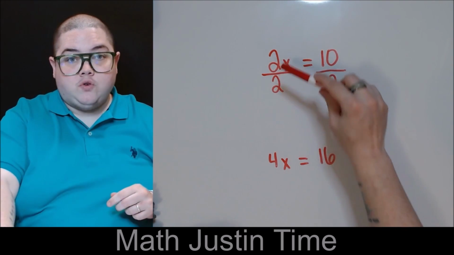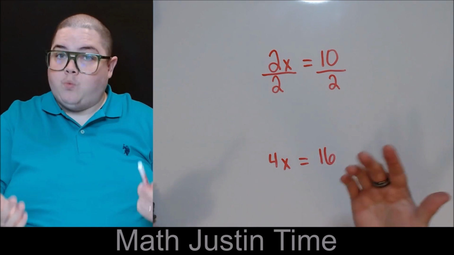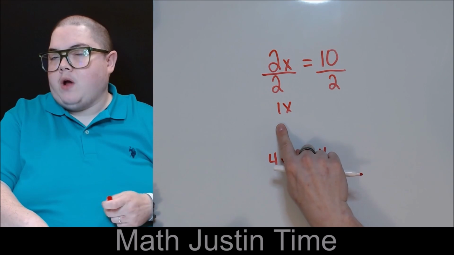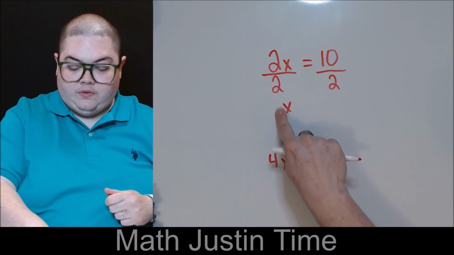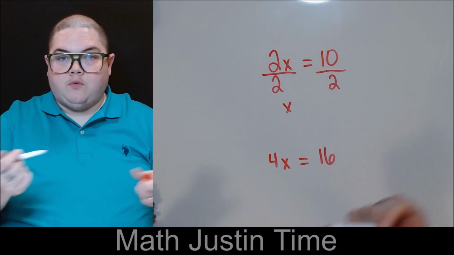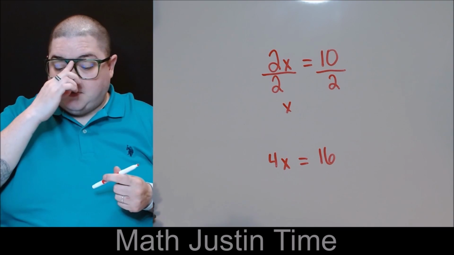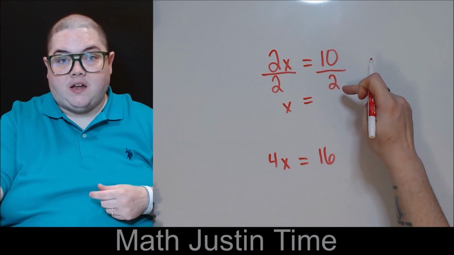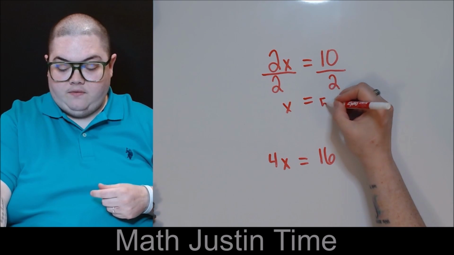So we've got 2 divided by 2, which is 1, and x. But we don't write 1x, right? We just write x. We assume that the 1 is there. And so if we have x is equal to, and we have 10 divided by 2 is 5.